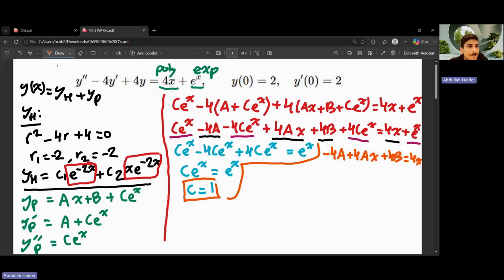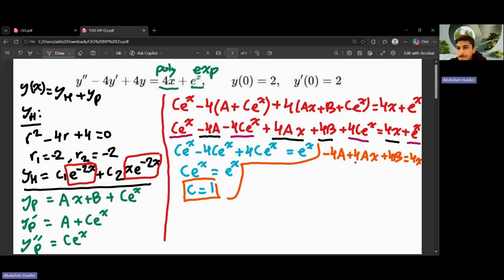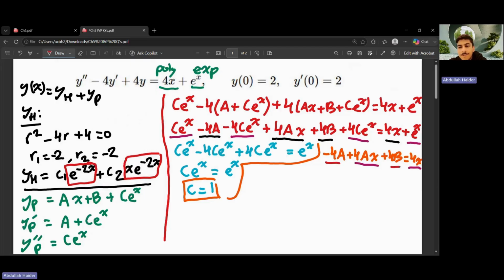So when we get to this step as well, we compare this and this. Why? Because we have 4ax. So we'll compare this 4x. And since there is no constant on the right side, we will equate 4a and 4b to 0. Why? Because we have 4x, but there's nothing after this, so let's consider there's a 0 here.